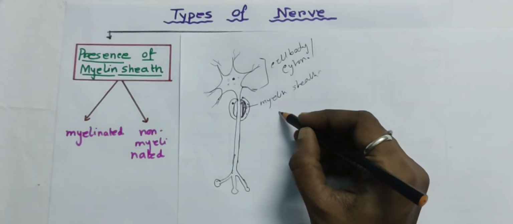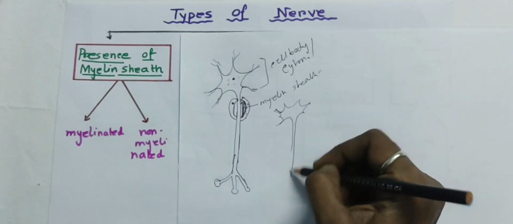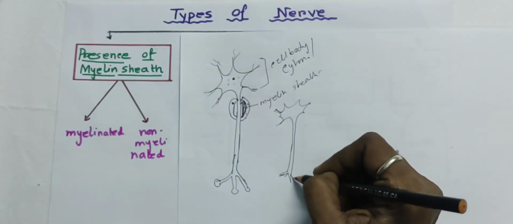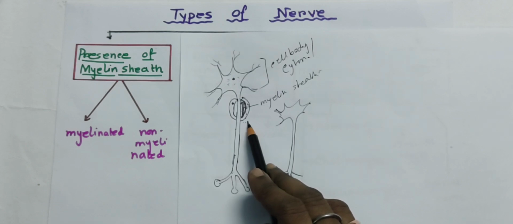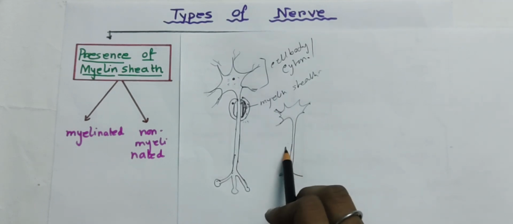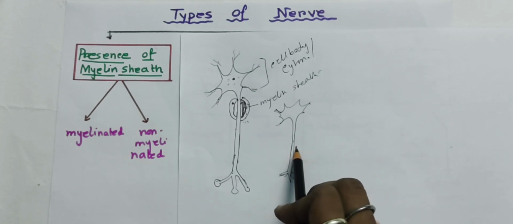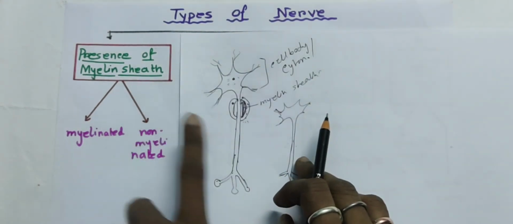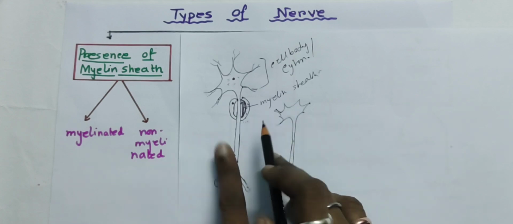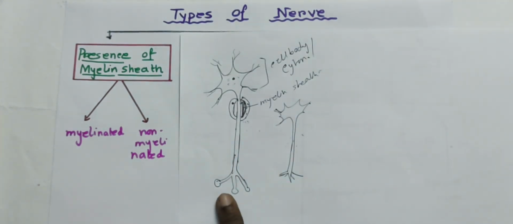If in some neuron myelin sheath is present, then this is the myelinated neuron. If myelin sheath is absent, then it's called the non-myelinated neuron. So based on the presence of the myelin sheath, nerves are of two types: myelinated neuron and non-myelinated neuron.